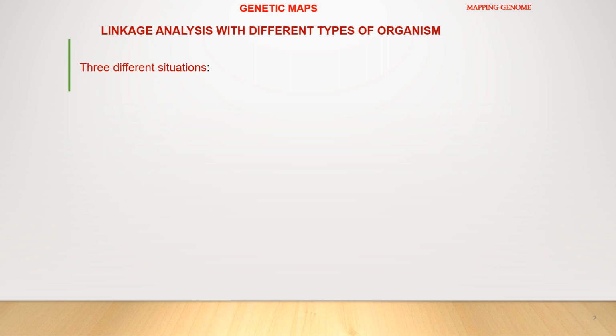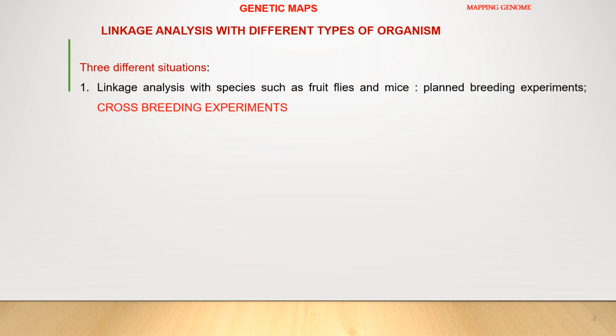There are three different types of situations. First, in organisms like flies and mice, an experiment can be designed and planned using true breeding types, heterozygous genotypes, etc. In such cases, the linkage map can be created using the method I discussed in my last session.